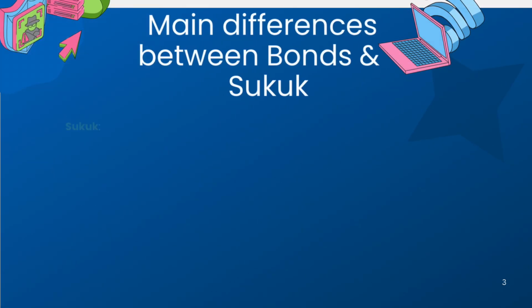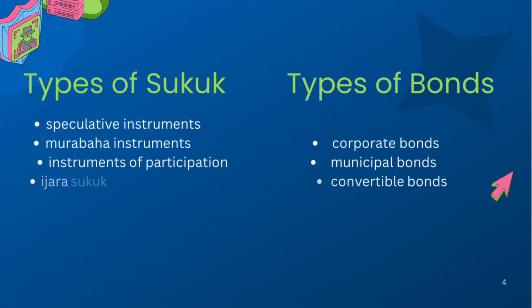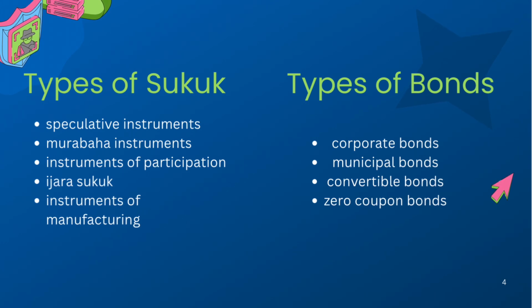A main difference between them is that sukuk are Sharia-compliant financial certificates through which investors gain partial ownership of an issuer's assets until maturity, while bonds are financial certificates through which investors lend money to the issuer, indicating an obligation for repayment at maturity. Moving on, let's learn about the different types of bonds and sukuk.